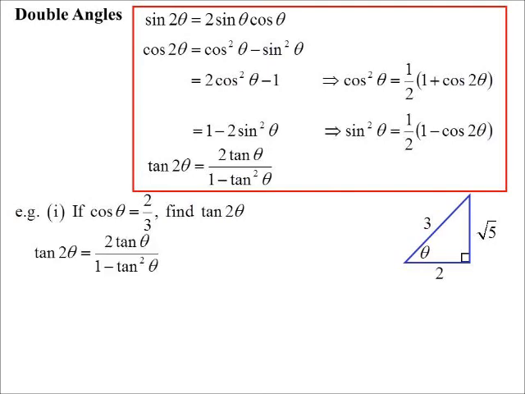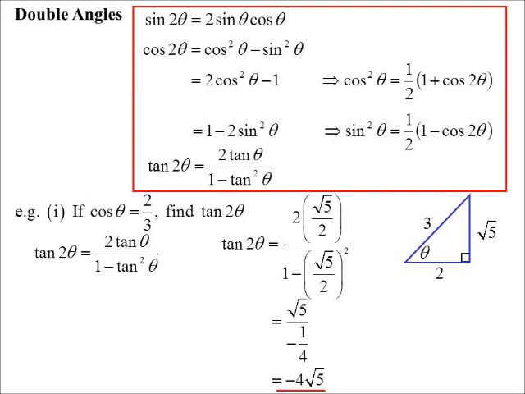So we get tan 2 theta, 2 tan theta on 1 minus tan squared. Let's substitute in. And a bit of tidying up to do there. Fractions on fractions, but eventually, there it is. Tidy these up to be minus 4 root 5. Now, that's interesting.